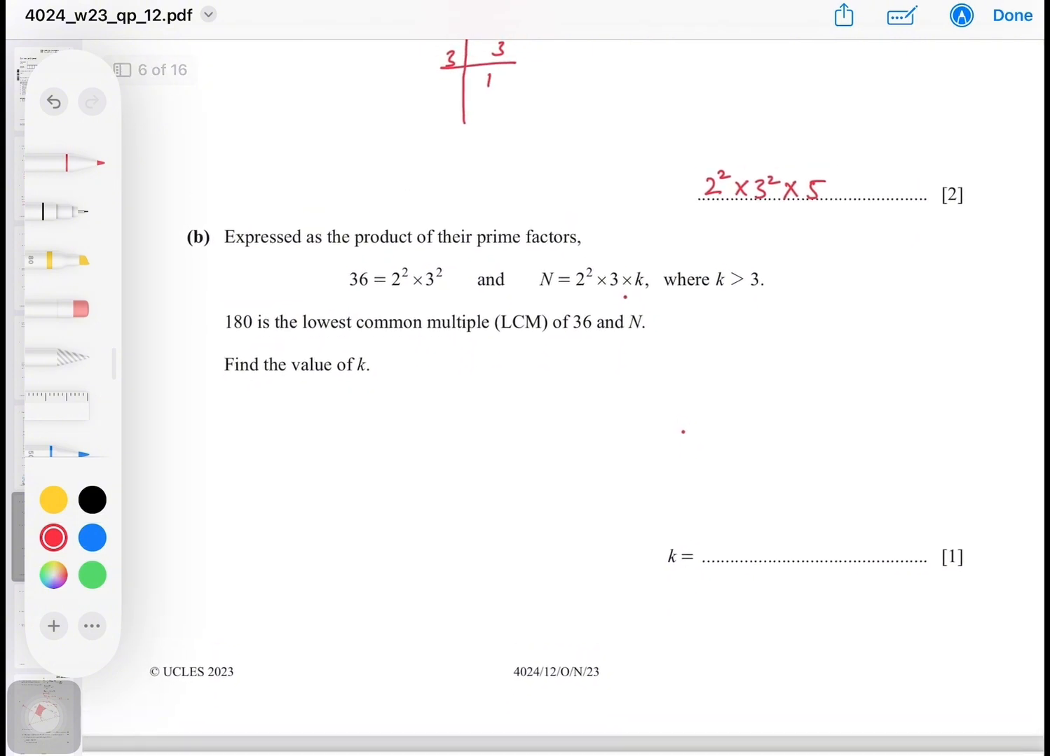Part B. Expressed as a product of their prime factors, 36 is equal to 2 squared times 3 squared, and n is equal to 2 squared multiplied by 3 times k, where k is greater than 3. 180 is the lowest common multiple of 36 and n. Find the value of k. The prime factors of 36 are 2 times 2 times 3 times 3, and the prime factors of n are 2 times 2 times 3 times k.